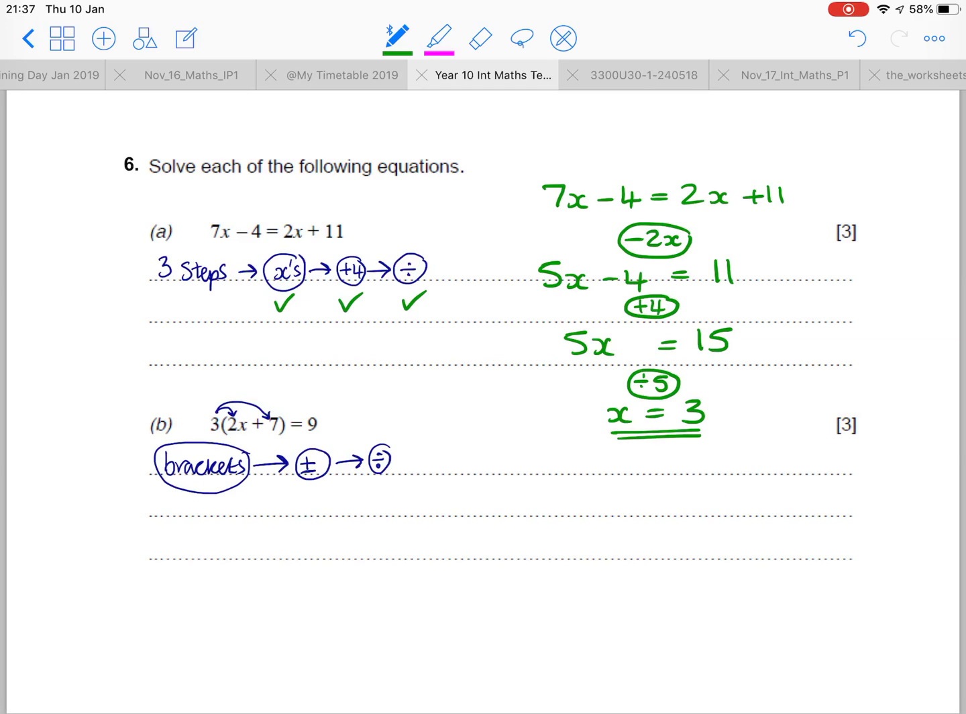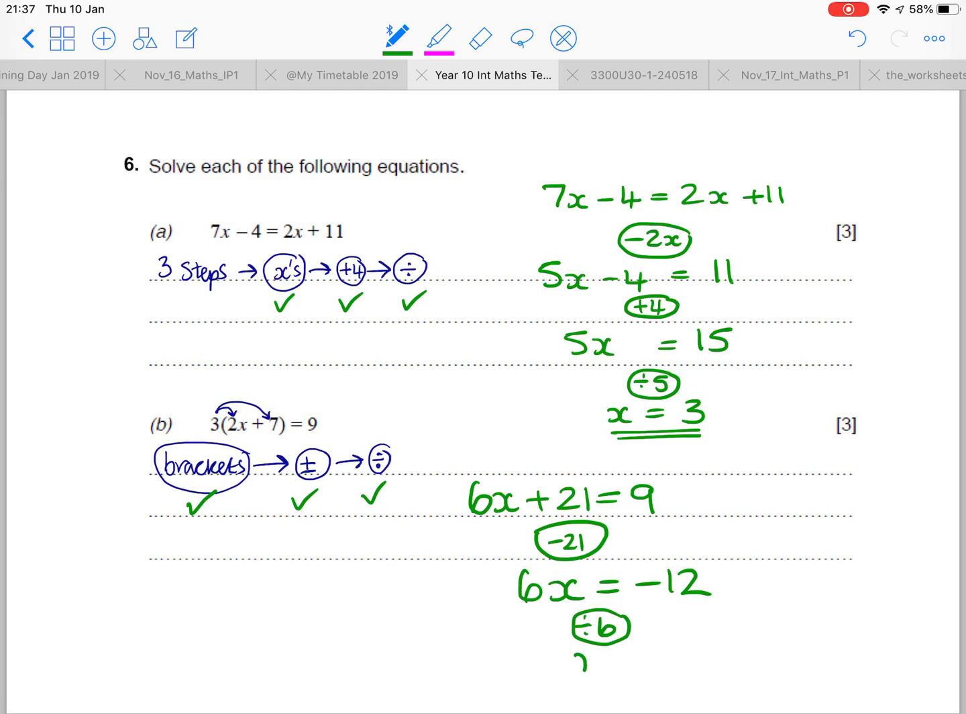Question B, to multiply out that bracket, the 2x has to be made 3 times bigger, and the 7 has to be made 3 times bigger, and the equation is 6x plus 21 equals 9. Because of the plus 21, I'm going to be taking away 21, so 6x will be minus 12, and then because of the multiplying 6, I need to divide by 6. How many 6's in minus 12? Minus 2.